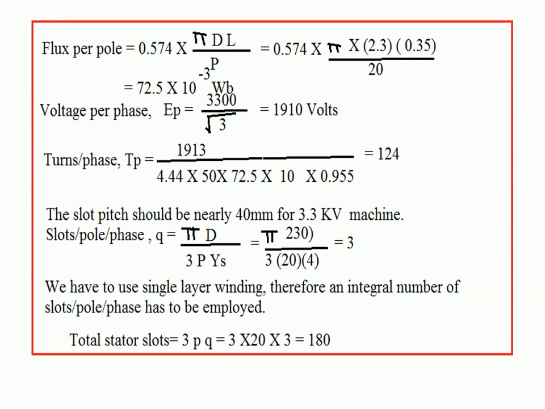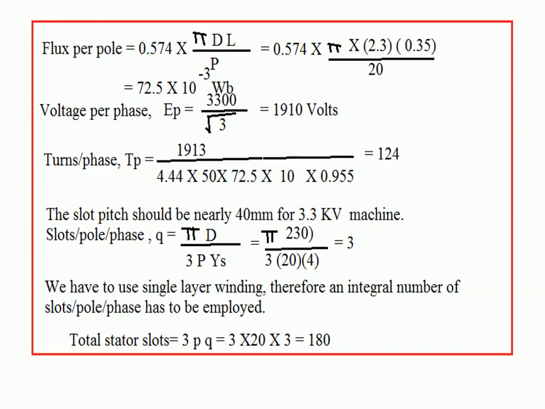Then you have to calculate voltage per phase. Given voltage is line voltage. Always alternators are star connected. Therefore, EL by root 3. Hence, EP equal to 4.44 f Tp Kw. By using this equation, you have to calculate the Tp. Tp equal to, we are going to get 124.